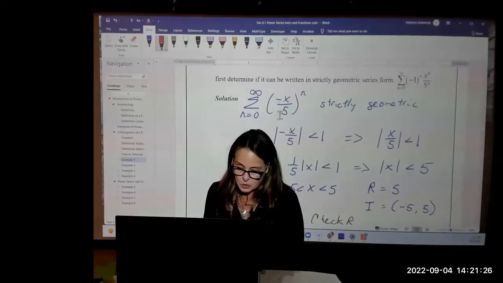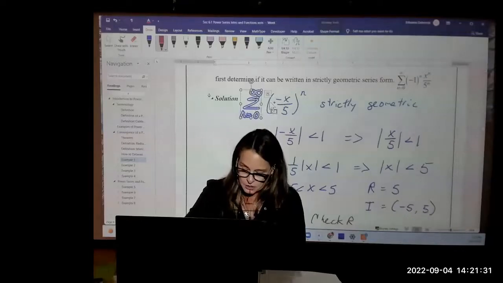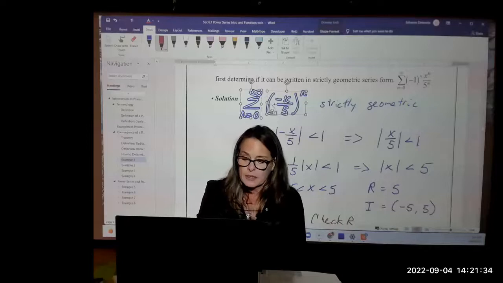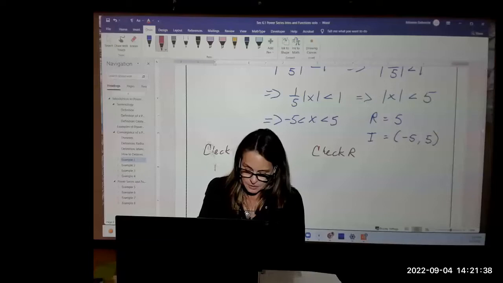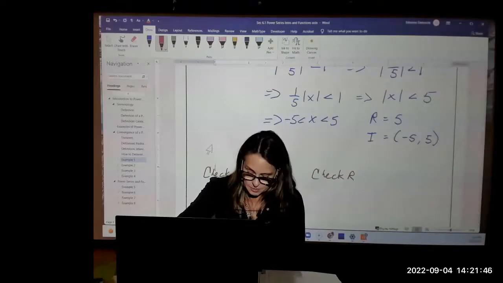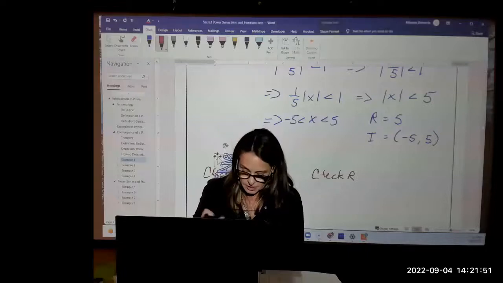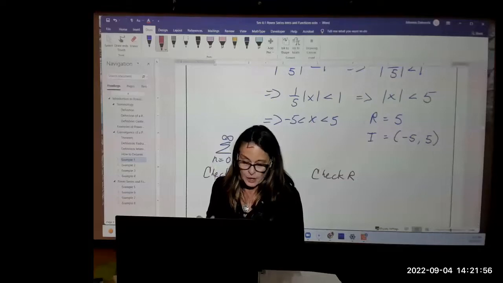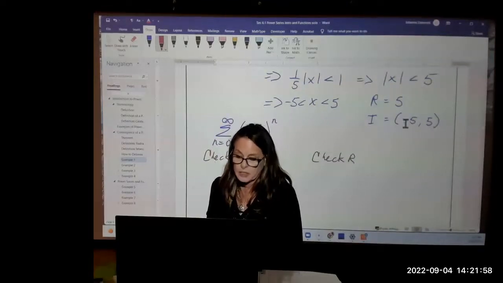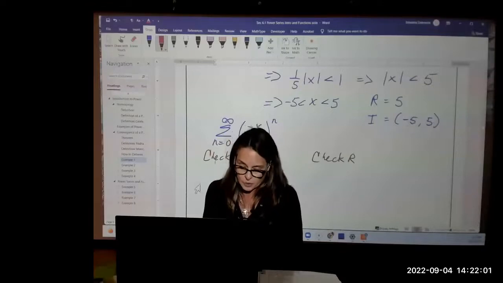Coming back to the original series, and I'm going to get that copied. Let's hope this doesn't freak it out. So let's move this down a little bit. And we'll paste that here so we can see it. All right, so that's our original series. And I want to check the left endpoint -5 and the right endpoint 5.